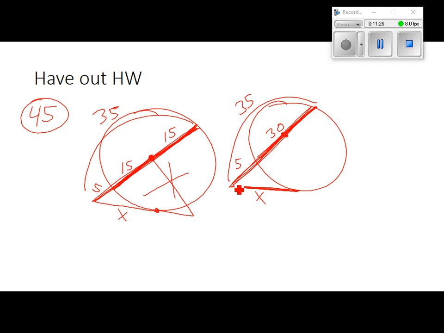We had a rule that said this is a tangent, this is a secant. We had a rule that said you take the tangent squared, and that should equal the exterior part of the secant times the whole secant. What's the tangent this time? How long is the tangent? X. And we're going to square that, so that's just going to be x squared.